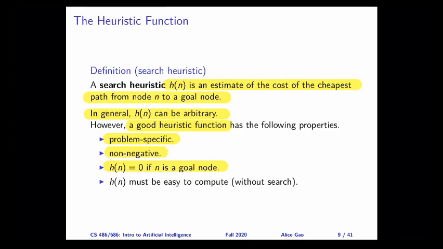This final property is important. The heuristic function must be easy to calculate. We should be able to calculate the heuristic value of a state without performing search. Think about it this way. The heuristic function is supposed to help us and make the problem easier, but search is an expensive procedure. If it's difficult to calculate the heuristic function, and if we end up having to do search to calculate the heuristic value, it kind of defeats the purpose of having the heuristic function in the first place.